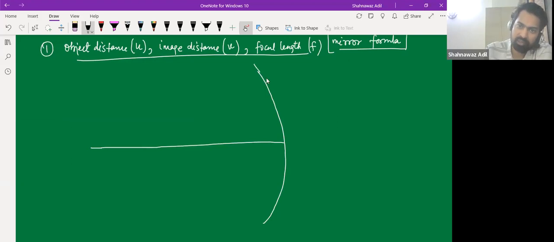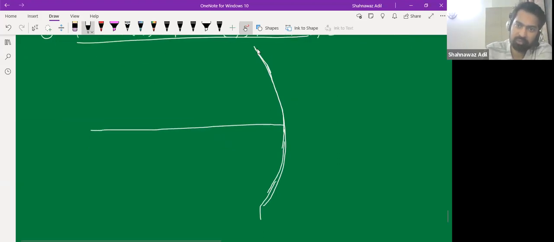So first, let's say this is focus, and this is center of curvature, right? And we have an object which is at this place. So the light rays are coming from this object, and they will pass through this.